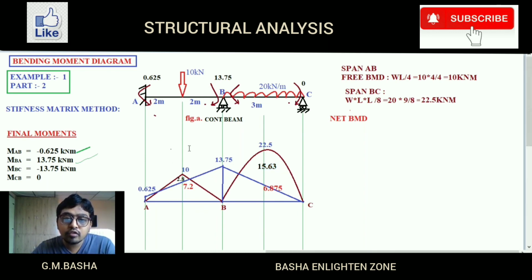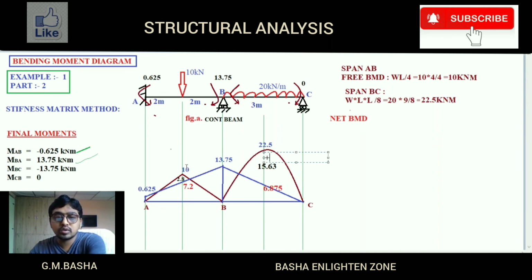So the net bending moment value for span AB will be equal to 2.8 and for span BC will be equal to 15.63. So friends, this is the procedure for calculating net bending moment values. Take upward as positive and downward as negative. So these two are the positive values and this one is the negative value. Like that you have to take upward as positive, and below that, you take negative.